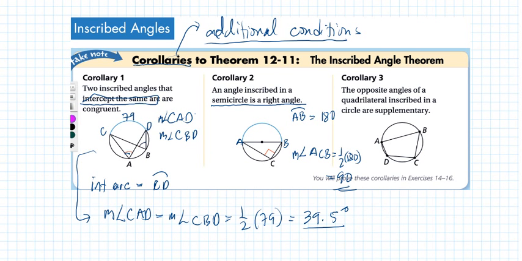Corollary: the opposite angles of a quadrilateral inscribed in a circle are supplementary. Keyword: supplementary. When you say supplementary, how much is it in total?